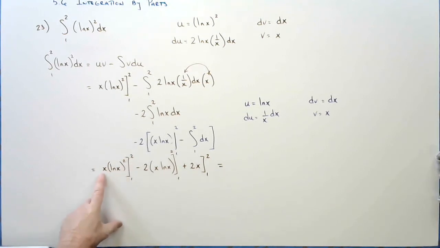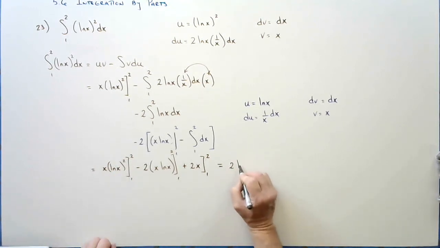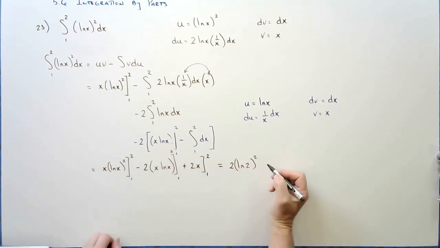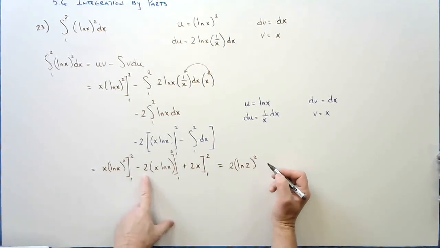So when we plug in a 2, we're going to get 2 ln of 2 squared. So 2 ln of 2 squared. When we plug in a 1, we're going to get 1 times the natural log of 1. That's 0. 0 squared is 0. That's going to be 0. That's gone.